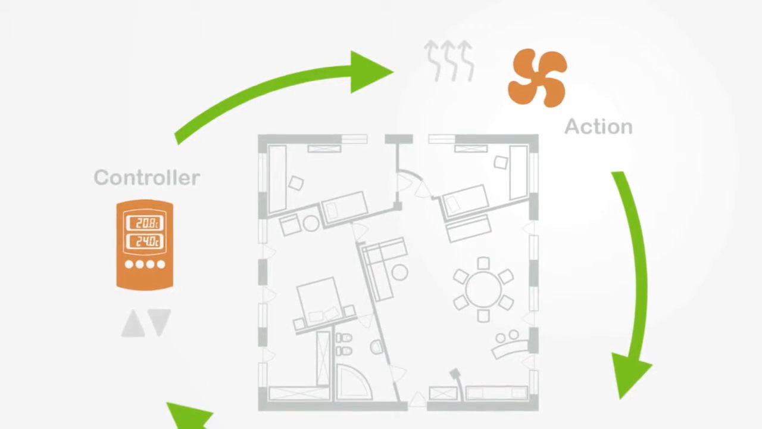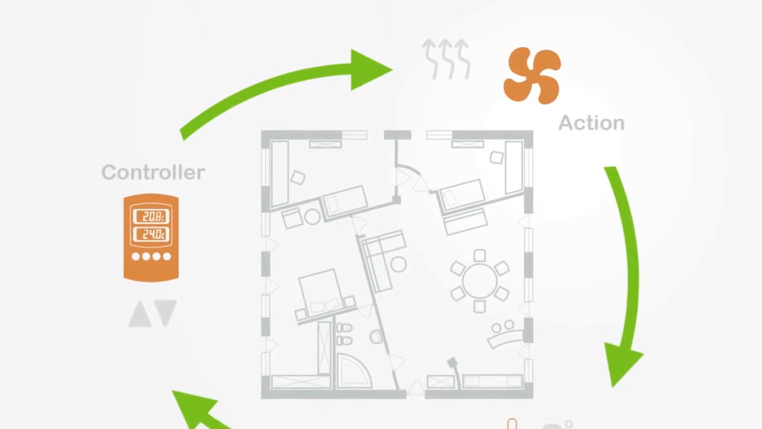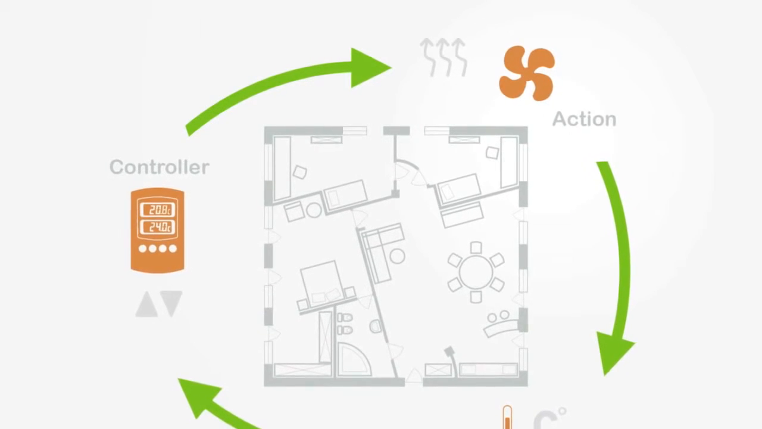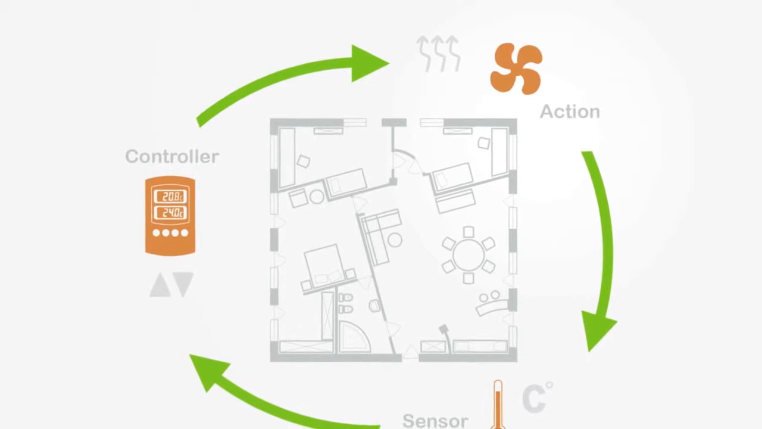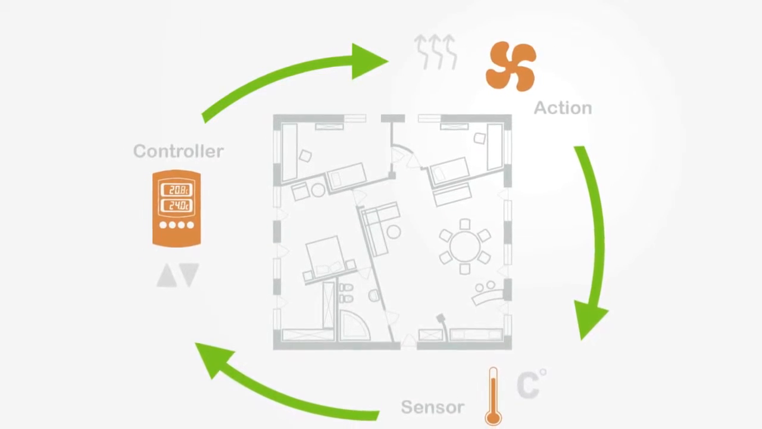The system consists of a central controller, where the desired temperature is set, a heater that creates an action that changes the state of the environment, and a sensor to feed back the information about the environment to the controller.